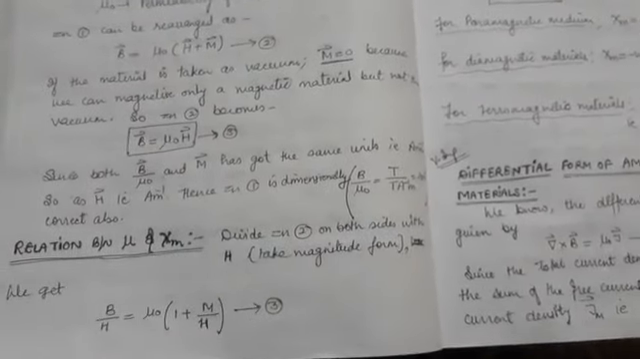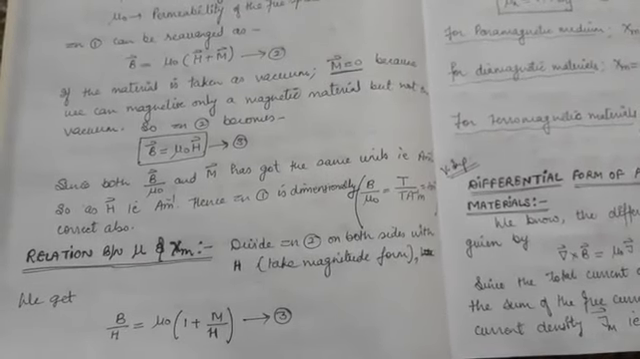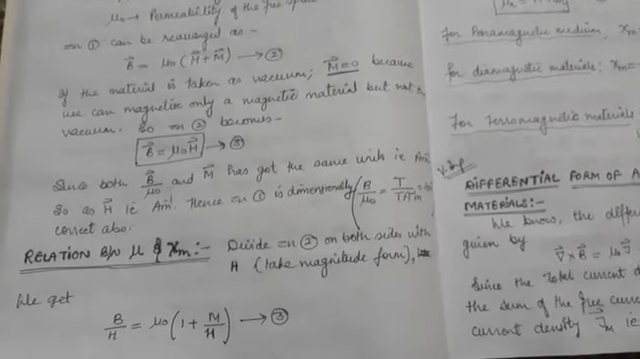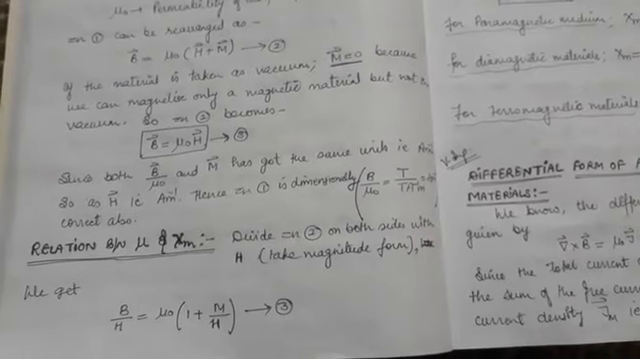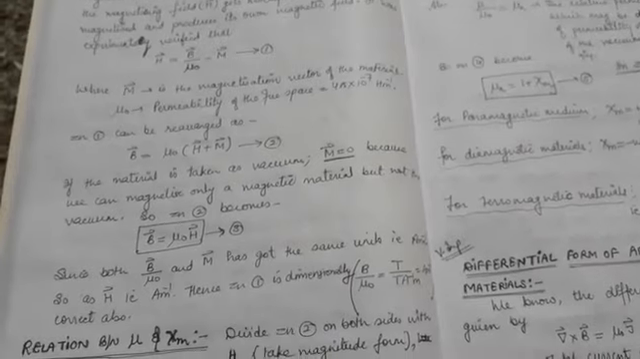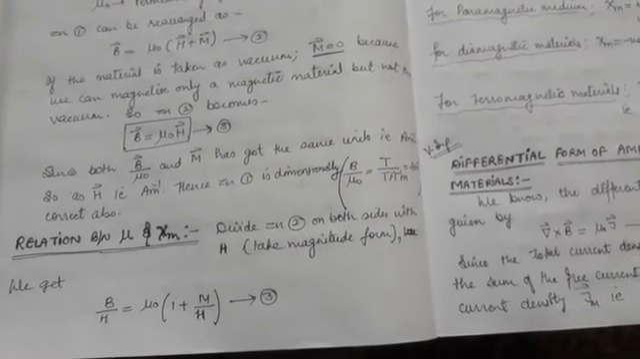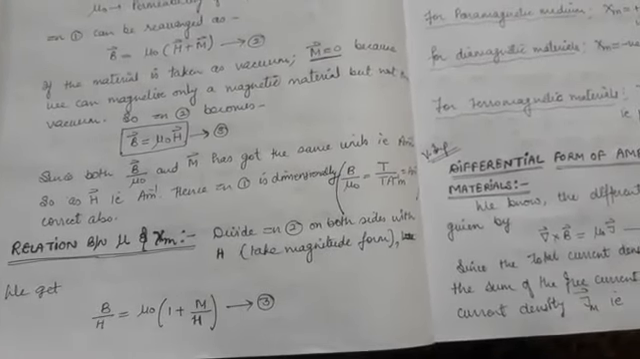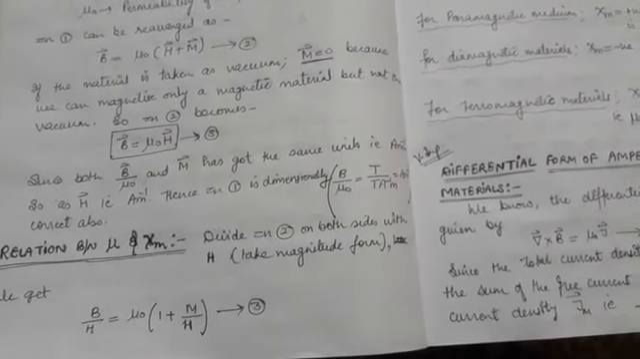Now let us move towards the next topic, that is the relation between mu and chi m. What is mu here? It is known to be the magnetic permeability of the medium. What is chi m here? It is the magnetic susceptibility of the medium. We have already defined these two quantities. So what I am going to do now is take the magnitude form of equation number 2. In magnitude form, divide both sides by H. So we will get B upon H; on the right hand side, it is mu naught, H upon H means 1, plus M upon H.